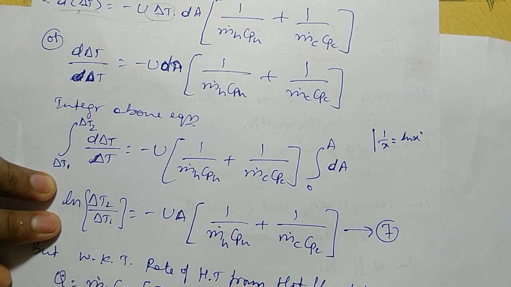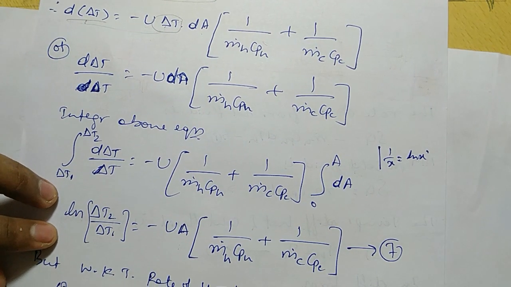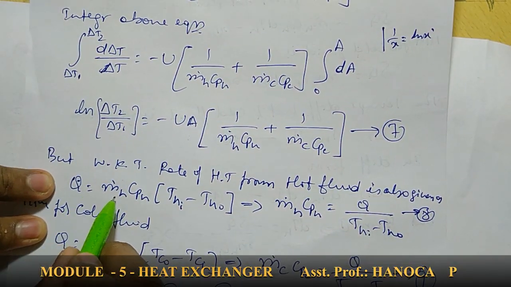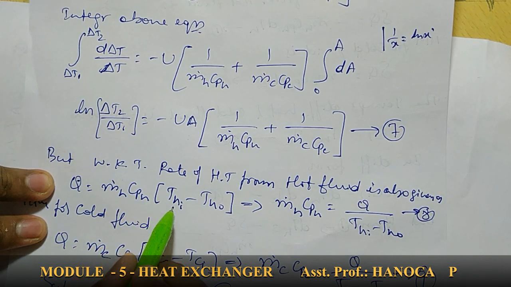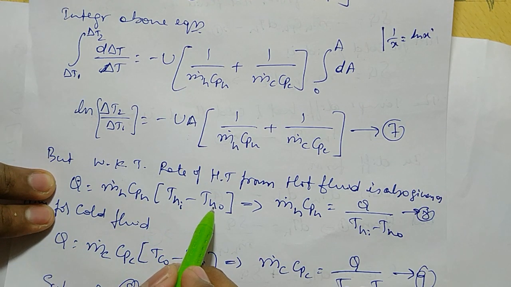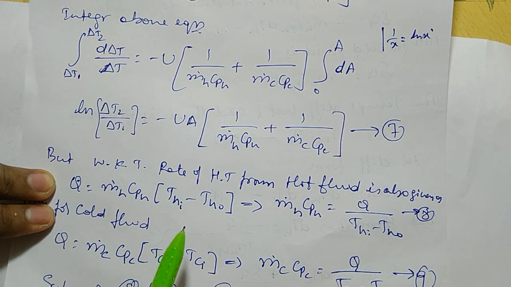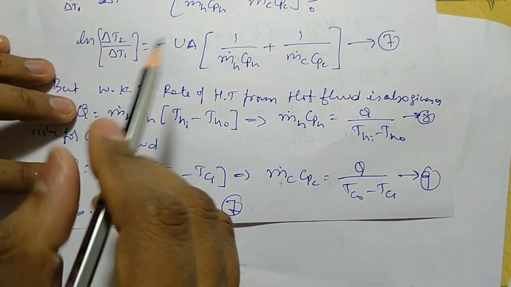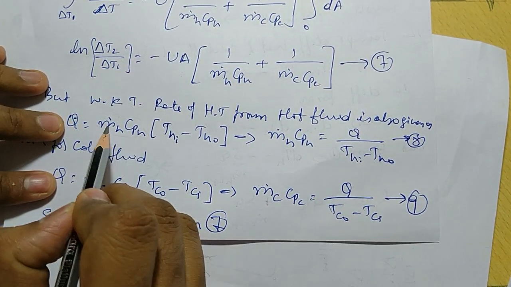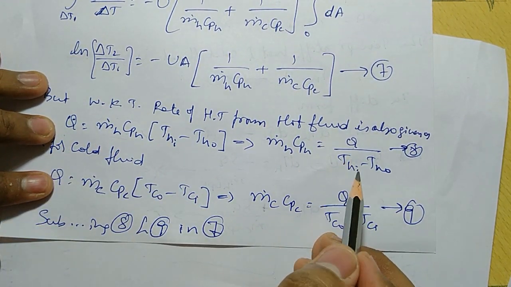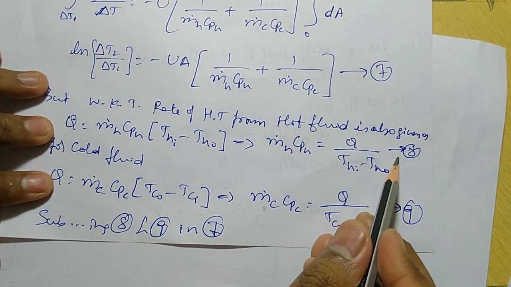Also, the rate of heat transfer for the hot fluid is given by another equation. Q is equal to m dot h cph, and the heat transfer takes place between Thi minus Th0. Q is equal to m dot h cph times hot water inlet minus hot water outlet. These things we studied in thermodynamics. This equation we can also write by taking m dot h cph to the other side: Q divided by Thi minus Th0, you call equation 8.